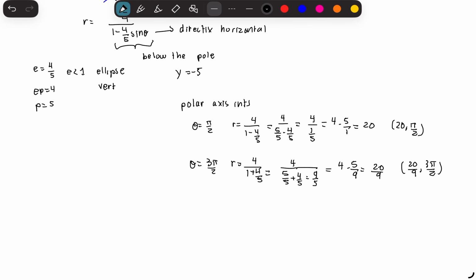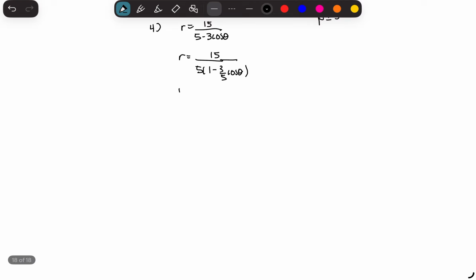Now, for our final question, we are going to have r is equal to 15 over 5 minus 3 cosine of theta. So you would rewrite this, and you would have r is equal to 15 over 5, times 1 minus 3 over 5 cosine of theta. If you divide 15 by 5, you would get 3. So you would have r is equal to 3 over 1 minus 3 over 5 cosine of theta. And here you can easily see that e is equal to 3 over 5, and ep is equal to 3. And from that, if we know that e is equal to 3 over 5 and ep is equal to 3, that means that p must be equal to 5.